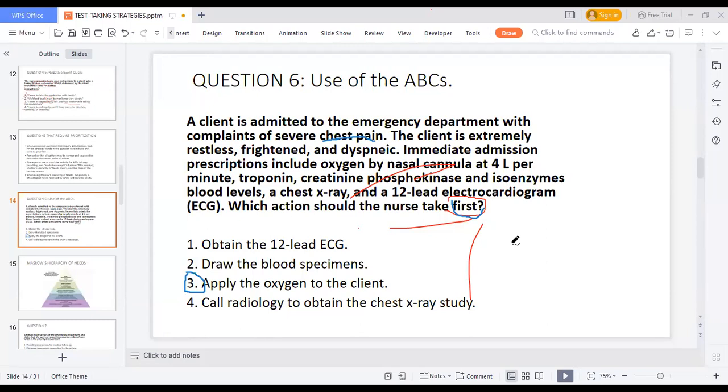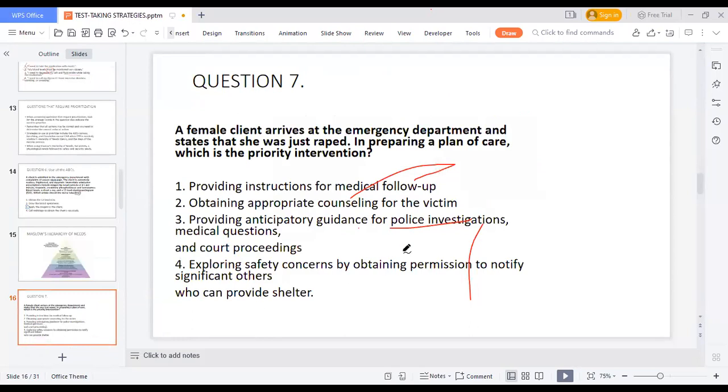Can draw the blood, can do the ECG later. Airways first. Let's move on. This one has been explained.